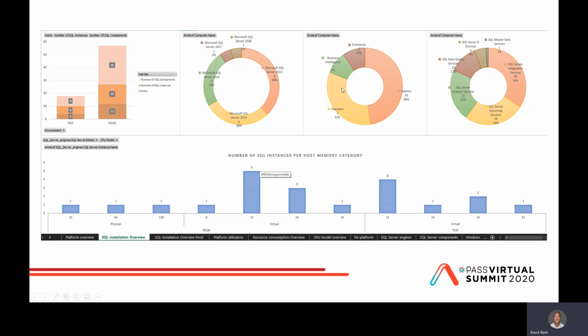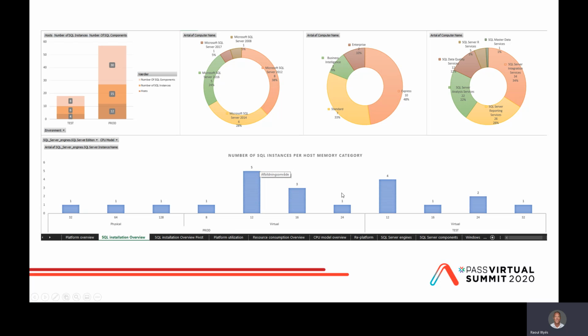Also, I can see the numbers of SKU here. I have two installations running SQL Server Enterprise. I have 7 running SQL Server Standard. I have 2 Business Intelligence installations, and I have 10 instances running SQL Server Express. And I have the same of the different component services of SQL Server.